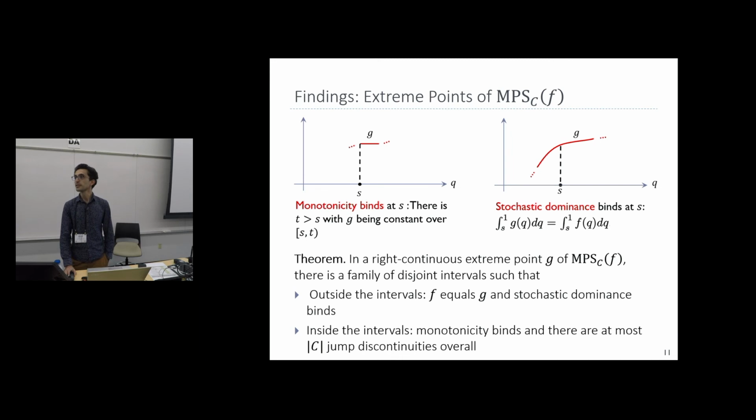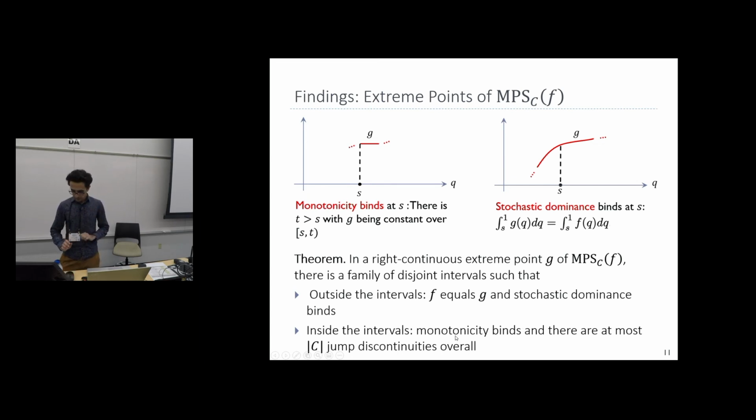Is there a question? OK. And here's the theorem. Consider a right continuous extreme point g of the constraint orbit. There is a family of disjoint intervals such that outside these intervals, f equals g and stochastic dominance binds. Inside the intervals, monotonicity binds, and there are at most C jump discontinuities.